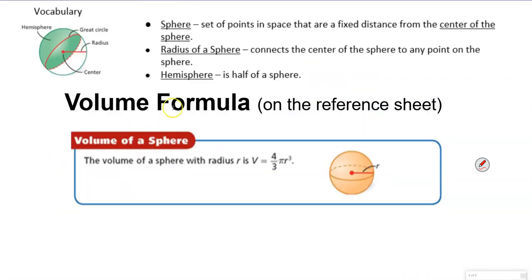So first of all, here we have the sphere, the set of all points that are a fixed distance from the center of the sphere. And then the radius of the sphere connects the center of the sphere to any point on the sphere. A hemisphere is half a sphere, and you guys heard the term hemisphere when you were doing geography, okay? So the way we do this is we're going to do 4 times r cubed and divide that by 3. And remember, we're doing our pi at the end just like we've been doing, because sometimes we want pi in the answer, and sometimes we're going to multiply by pi.